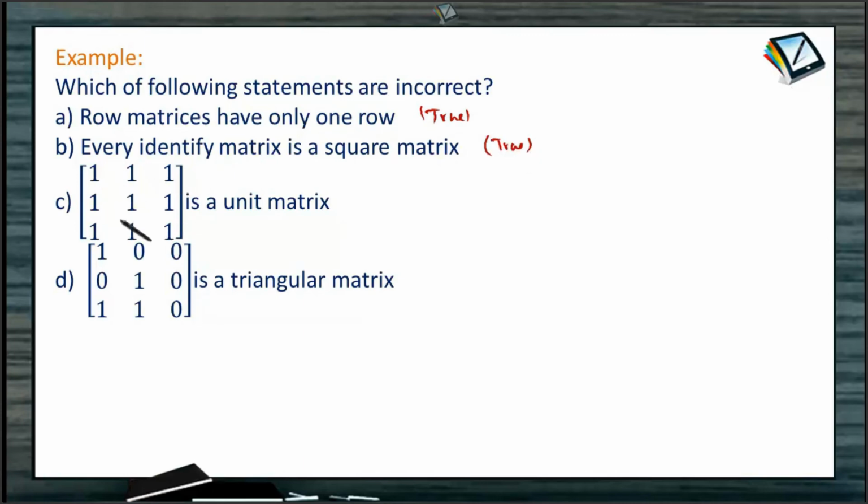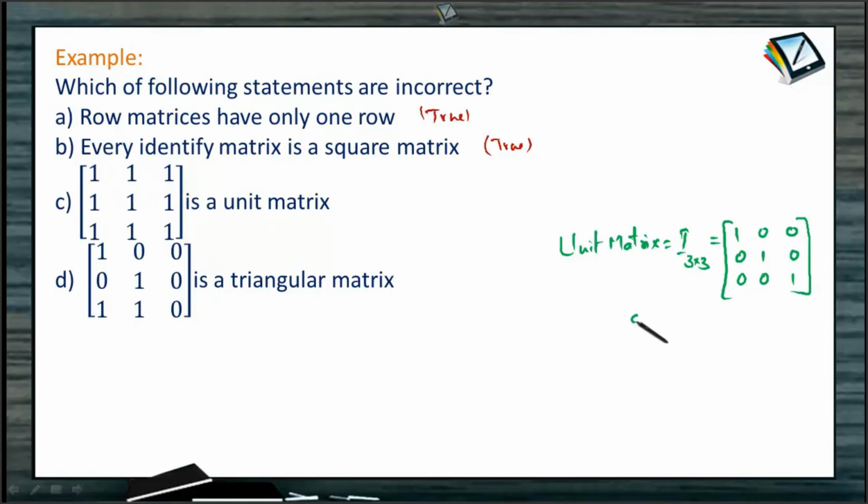Now, all entries 1. Is this a unit matrix? If you remember the unit matrix, say I, as an example of 3 by 3 entries, let us say I 3 by 3, then how should the identity matrix look? Yes, it should be 1 0 0, 0 1 0, 0 0 1. A scalar matrix having all the principal diagonal elements 1 is a unit matrix. But if you look here, all the entries are 1. So what do we conclude? Option C is false, right?